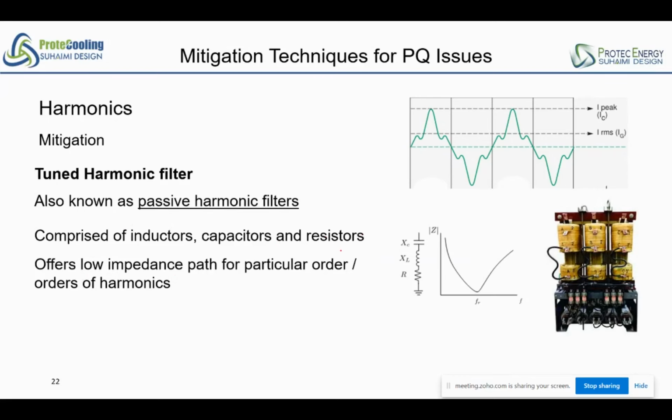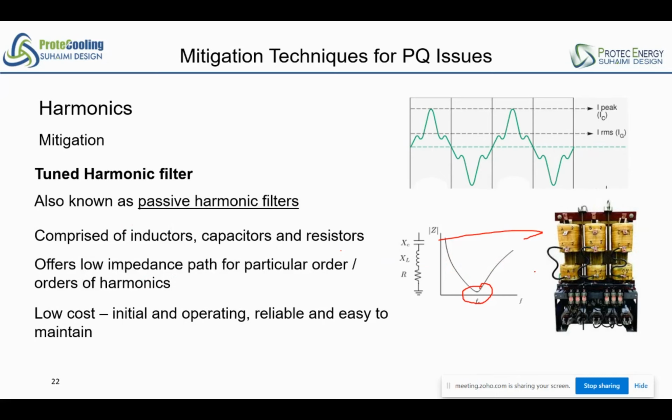What we see from here is that for a particular frequency, the impedance is very low compared to the normal impedance. So the harmonic current will pass through this filter and be filtered out. Other components or the fundamental frequency component will not pass through this filter. That is how it works. It is a low cost solution. Both initial and operating costs are low, that means the initial investment will be less and the operating cost will also be less for this equipment. They are reliable and easy to maintain.